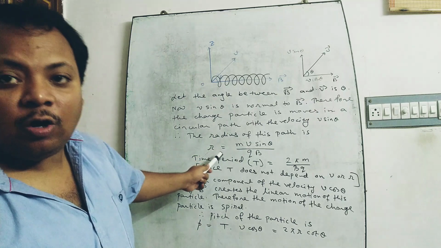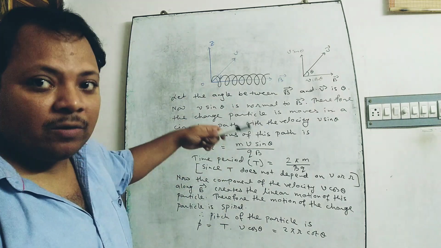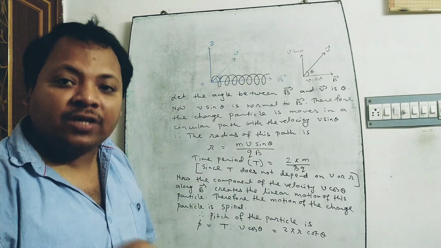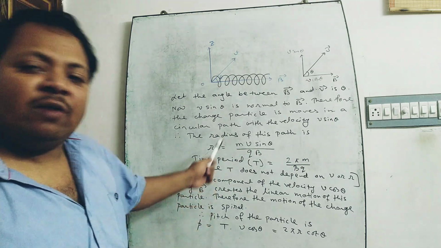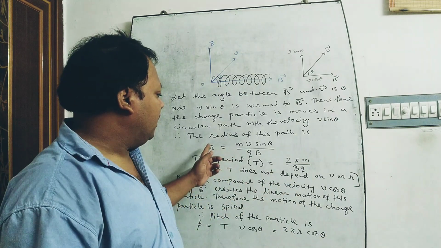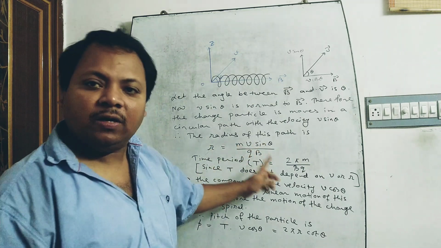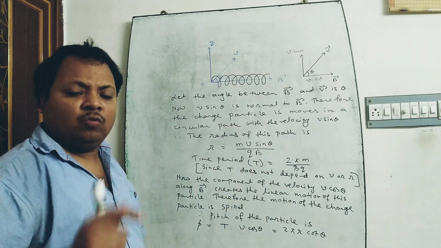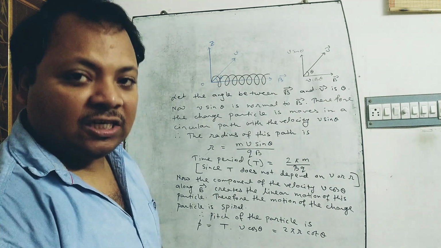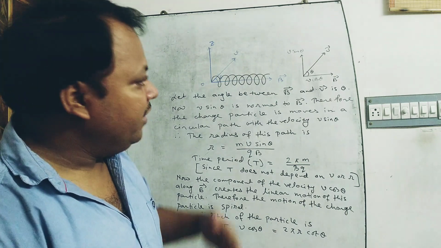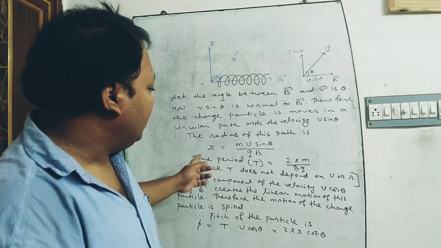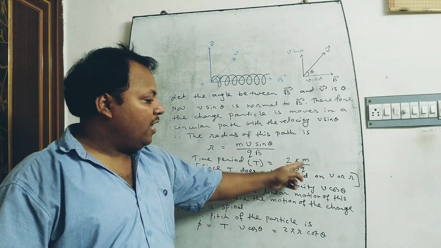Now the radius of the circular path is r is equal to mv sin theta by B into q. It can be derived in the previous way. You can derive r is equal to mv sin theta by qB. And you know that the time period, cyclotron frequency or angular frequency of the charged particle do not depend on the radius of the path and velocity of this charged particle. That's why the time period T is equal to 2 pi m by Bq.